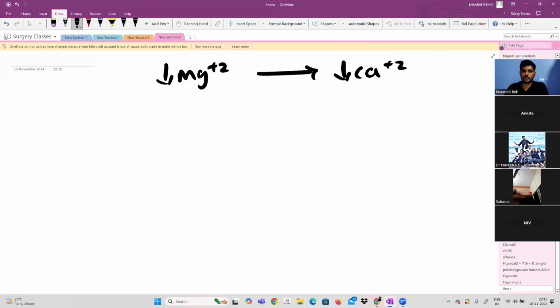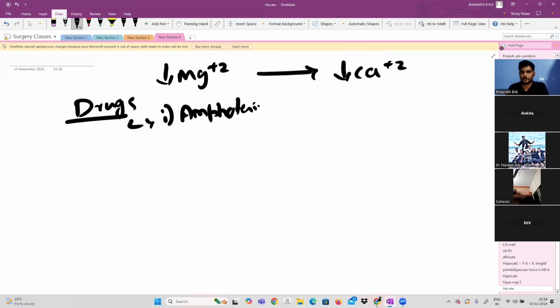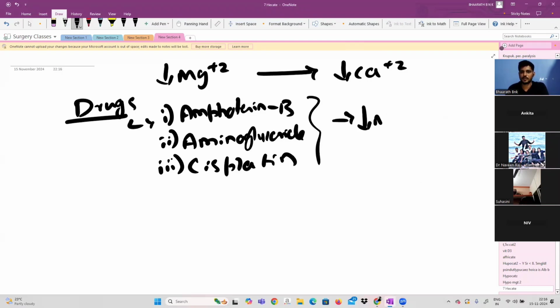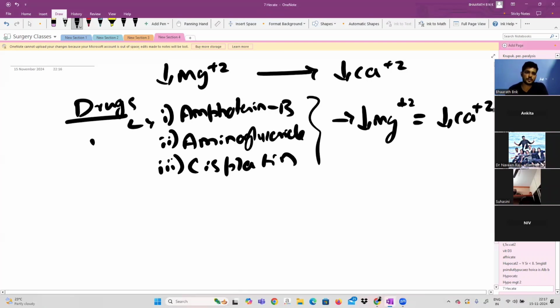So I told you about the drugs that reduce magnesium. If you remember, I told you to remember one antifungal, which was amphotericin B. I told you to remember one antibiotic, which is aminoglycoside. Also, cisplatin, right? All of them reduce magnesium, and because they reduce magnesium, they reduce calcium, right? This is the first class of drugs.